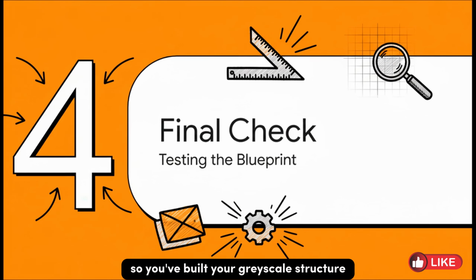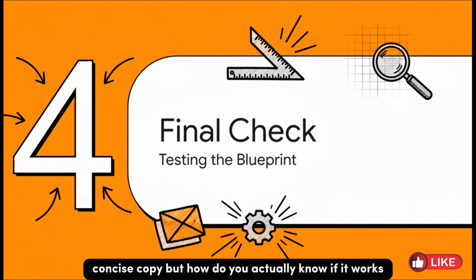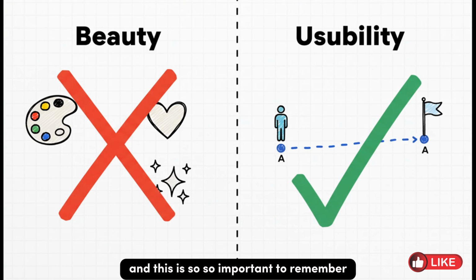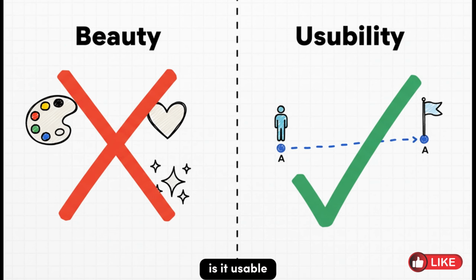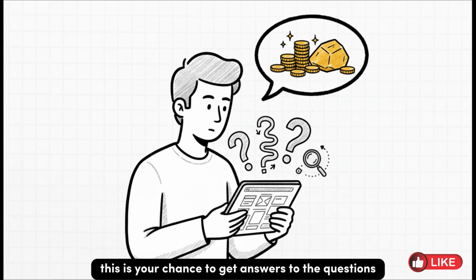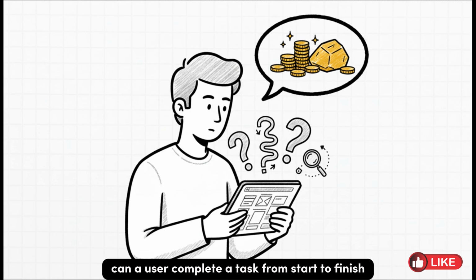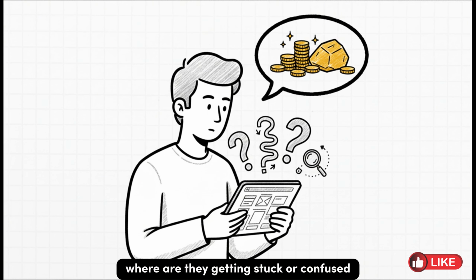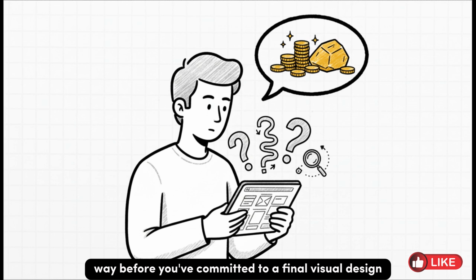So, you've built your grayscale structure, and you've written clear, concise copy. But how do you actually know if it works? Well, the final, crucial step is to put that blueprint to the test. And this is so important to remember. The goal here is not to ask people if they like the design or if they think it's pretty. You are testing one thing and one thing only. Is it usable? Can people actually do what they need to do with it? This is your chance to get answers to the questions that really matter. Can a user complete a task from start to finish? Do they actually understand what that button does? Where are they getting stuck or confused? This kind of feedback is pure gold, and you're getting it way before you've committed to a final visual design.